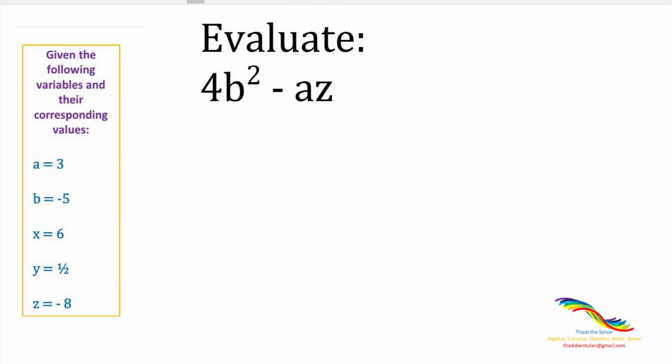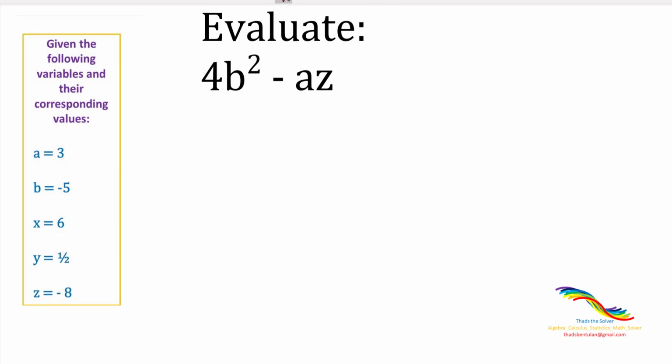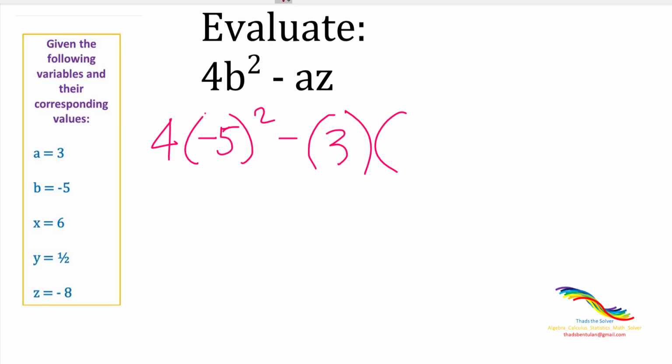So now we're going to substitute the values. This is 4 times b squared. B is -5 and squared. Look at the parentheses there. Be sure that your parentheses are properly set. And then a, in this case, again, you put a in parentheses. This is 3 and z is -8.